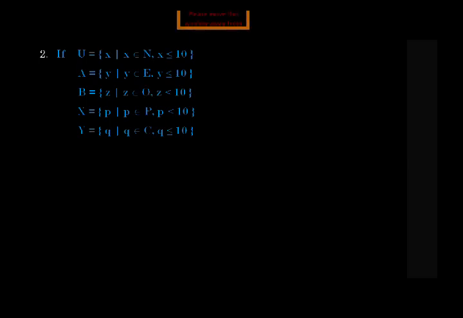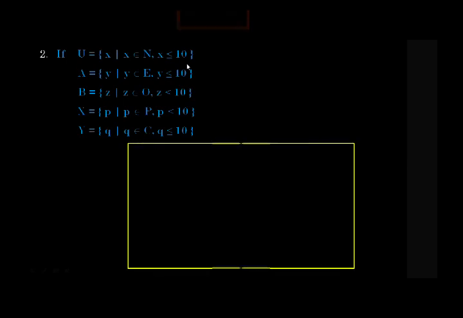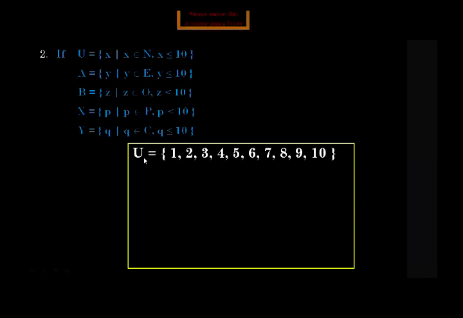How will we change it? First, we will write the first statement, that is U equals x such that x belongs to natural numbers, x is less than or equal to 10. First, we will convert this statement into tabular form. So how will we convert? As we all know, it belongs to natural numbers, and the natural number is less than or equal to 10. So the answer of the first is 1, 2, 3, 4, 5, 6, 7, 8, 9, 10. Now it is converted into tabular form.